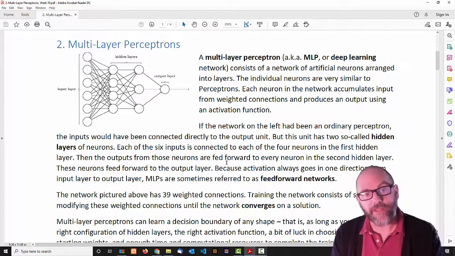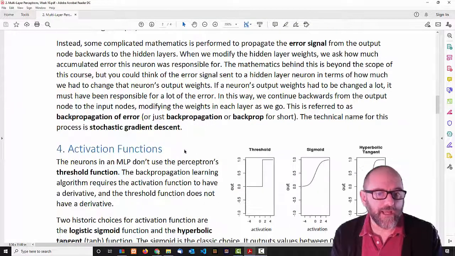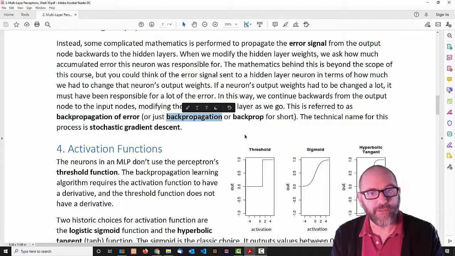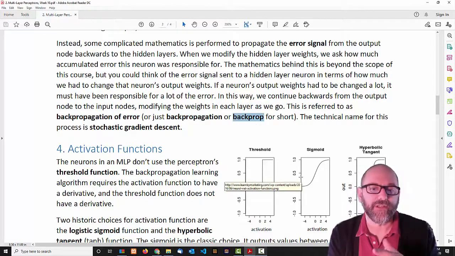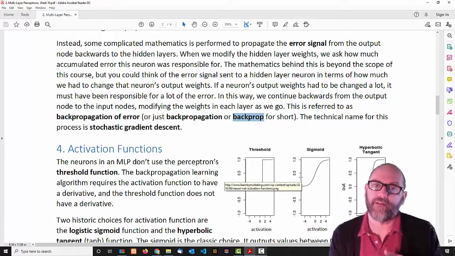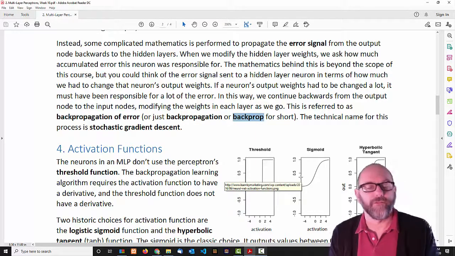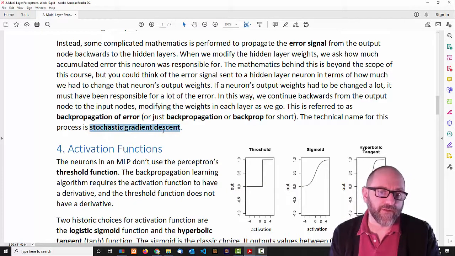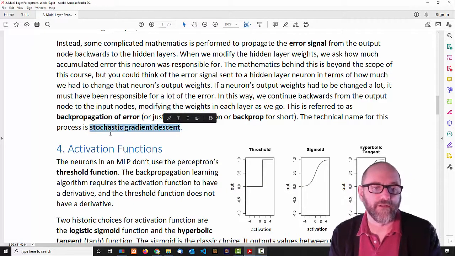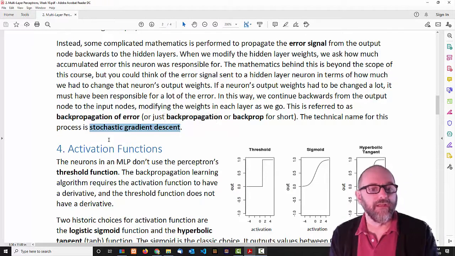So that's backpropagation of error, sometimes called backpropagation or just backprop. People will refer to multi-layer perceptrons or deep learning networks sometimes as backprop networks as well, referring to them based on their learning algorithm. There's also a technical name for this process, which I think crops up in sklearn, which is why I put it here: stochastic gradient descent.